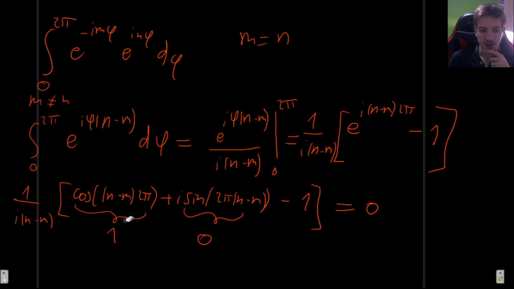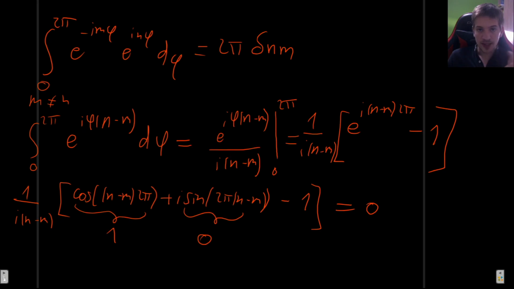Now let's put these results together, because if m is different than n, this will always be 0. If they are the same, this will always be just 2π. So this will just be 2π δ_nm. All right, so that is the solution for this first part, which is just the part of the phi.